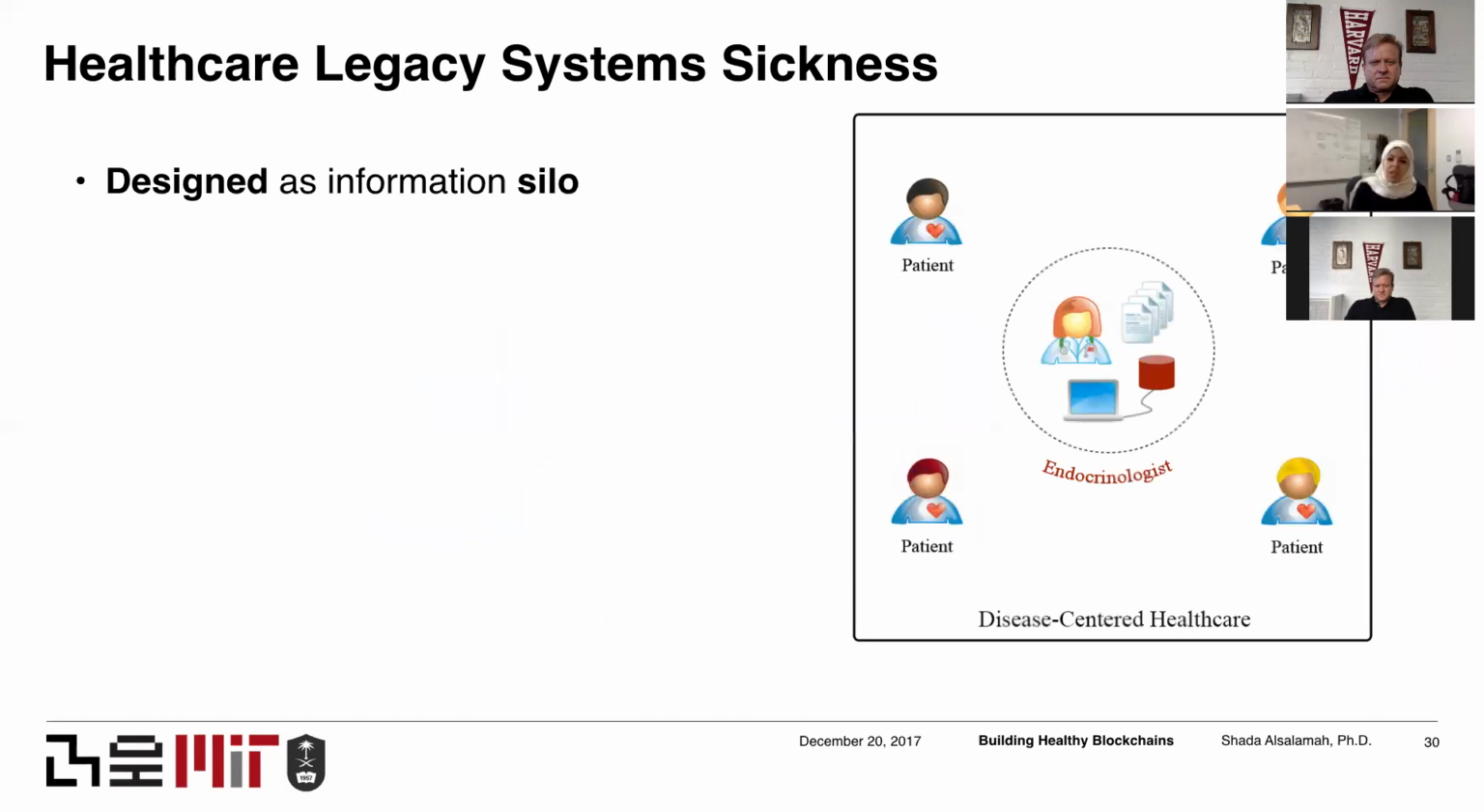And when we investigated even further, we realized that those systems, and you can see here on the screen that there is one doctor and multiple patients. That's the old traditional disease-centered healthcare approach, where the doctor doesn't care about other doctors' information, doesn't care about their diseases. They only care about the disease of their expertise. And that's why those systems to support those clinicians were designed as information silos. They just collect information. They don't care about other systems and connection with them.